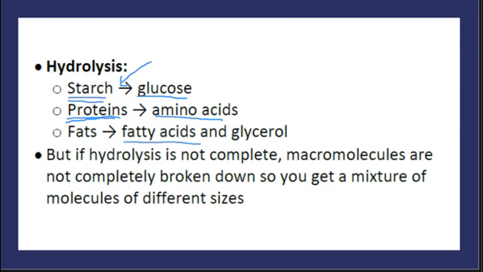So many fatty acids and glycerol can come together, and what it will give us is a lipid molecule or a fat molecule, as we would call it, right? But if hydrolysis is not complete, macromolecules are not completely broken down, so you could get a mixture of molecules of different sizes. So if this process does not happen completely, then we can have different macromolecules of different sizes.